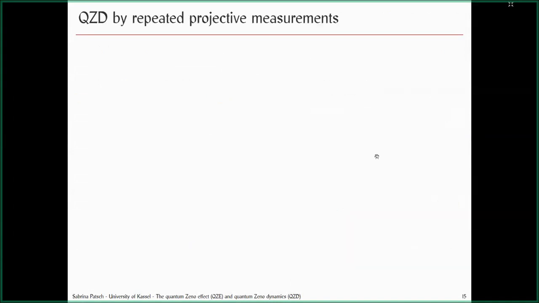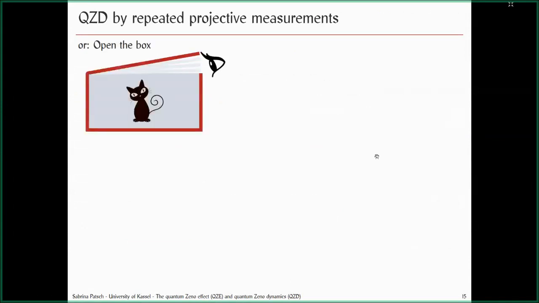Namely, the first one that we talked about so far is repeated projective measurements. So I have my system and I measure it in frequent intervals, which are ideally very fast. So this can be visualized by opening the box of my Schrödinger's cat very often. So I open it very often and look into the box if the cat is still alive. So this is repeated projective measurements. And now we can write down the formalism for the quantum Zeno dynamics again in a bit more general way than we did it before for the quantum Zeno effect.